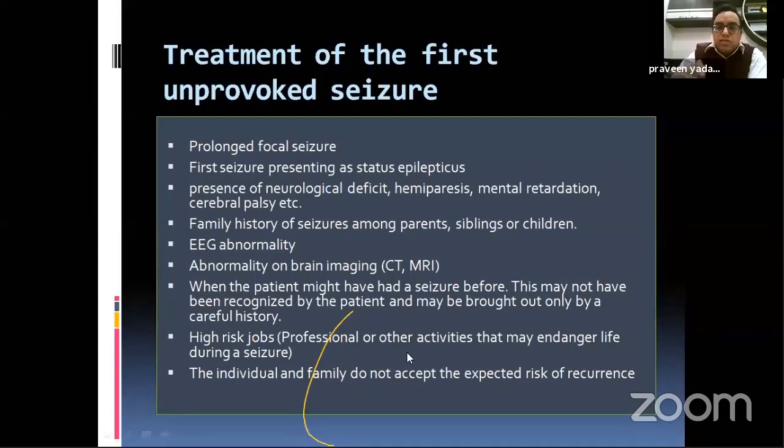And then once you discuss, it is a mutual discussion. Whenever you have a first episode of seizure, you discuss with the patient and relatives, and if they say that they do not want to take the further risk of developing an epileptic attack, you can start the medication. So that is a mutual decision. All these points have to be taken into consideration when starting medications in a first unprovoked seizure.